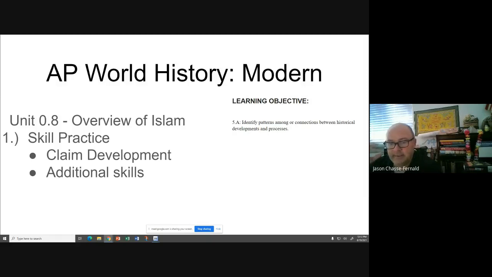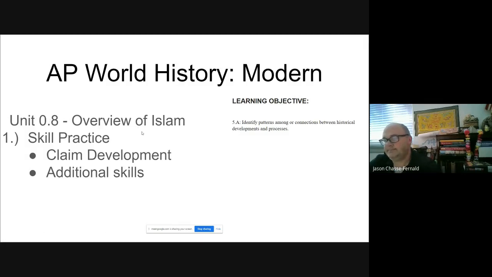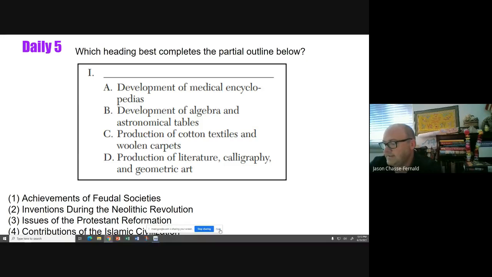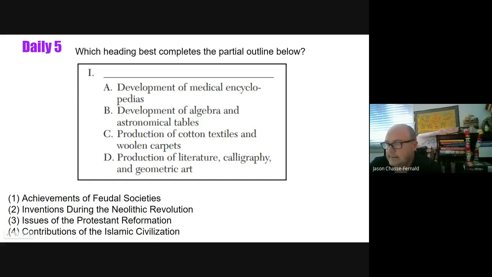Today we're going to begin our last day of our intro contextual unit, and we're going to be doing an overview of Dar al-Islam. All right. So we're going to start with our daily five. So go ahead and read through this and come back when you're done.